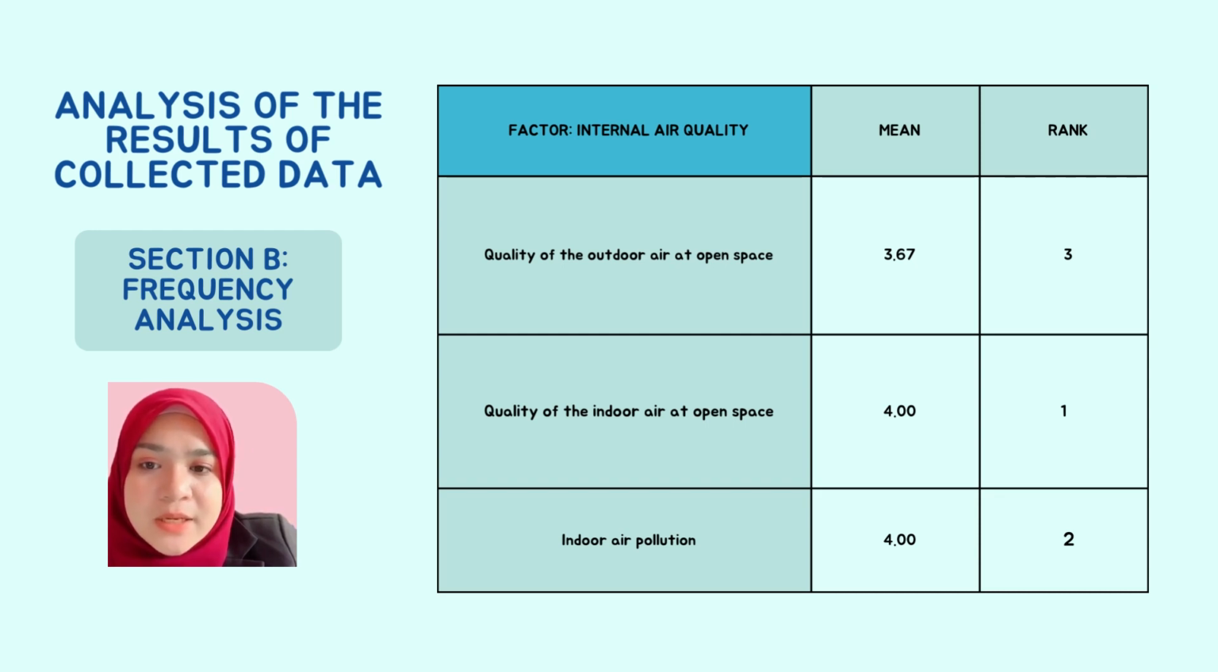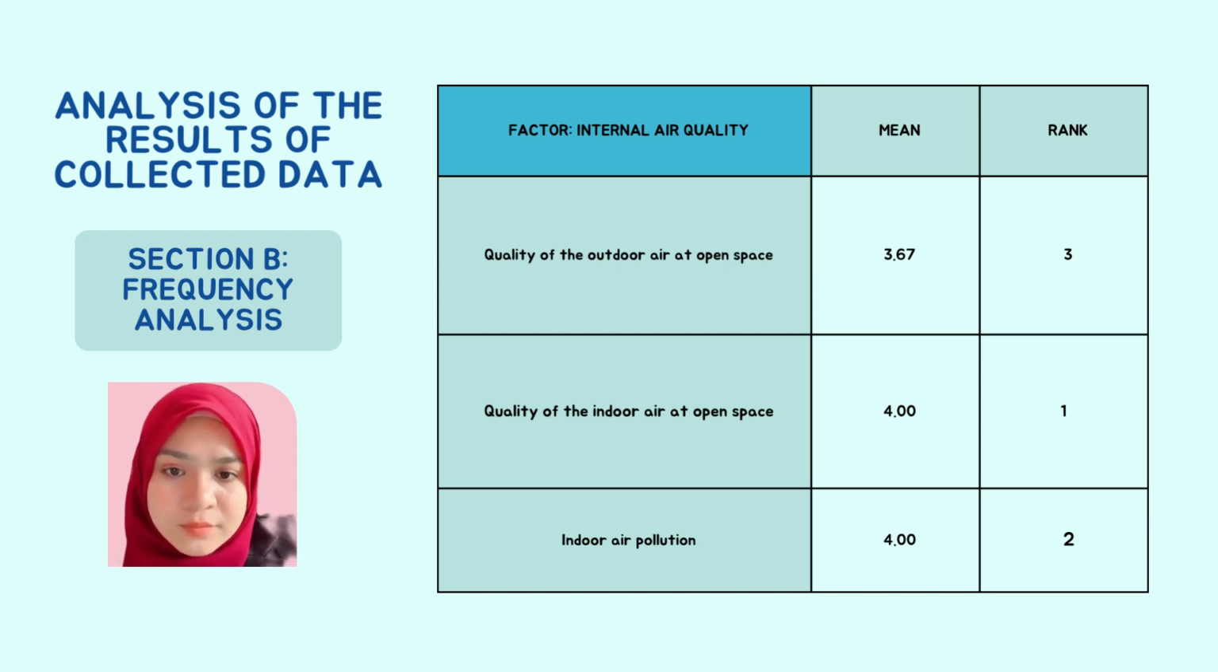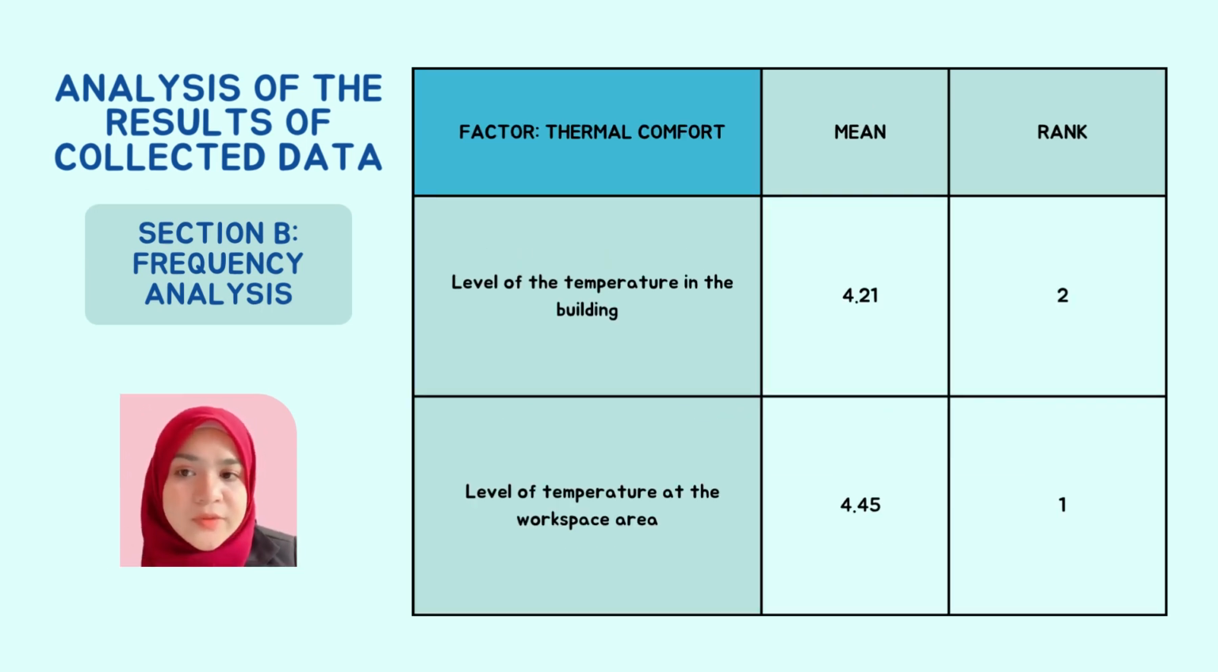The highest mean of this section is the quality of the indoor air at the open space, with a mean of 4.00. The next factor is thermal comfort, and the highest rank of this factor is the level of temperature at the workplace area, with a mean of 4.45.